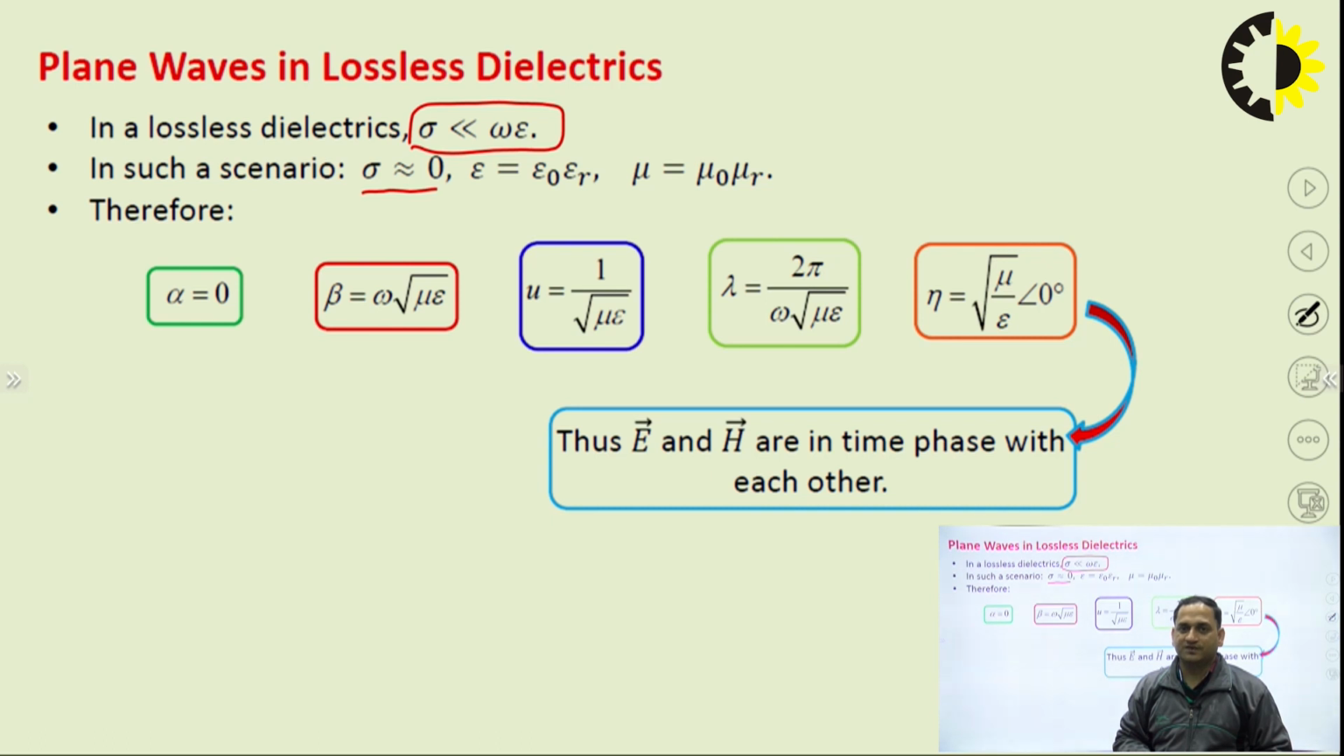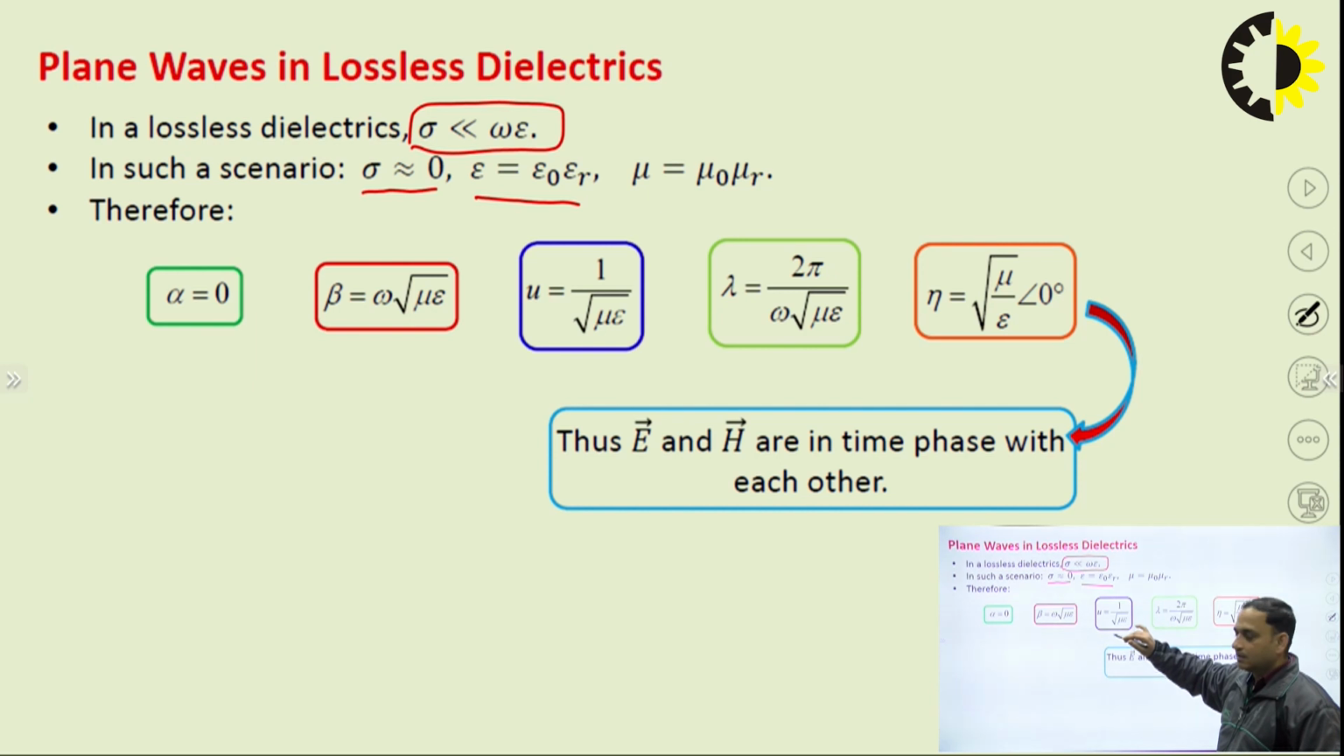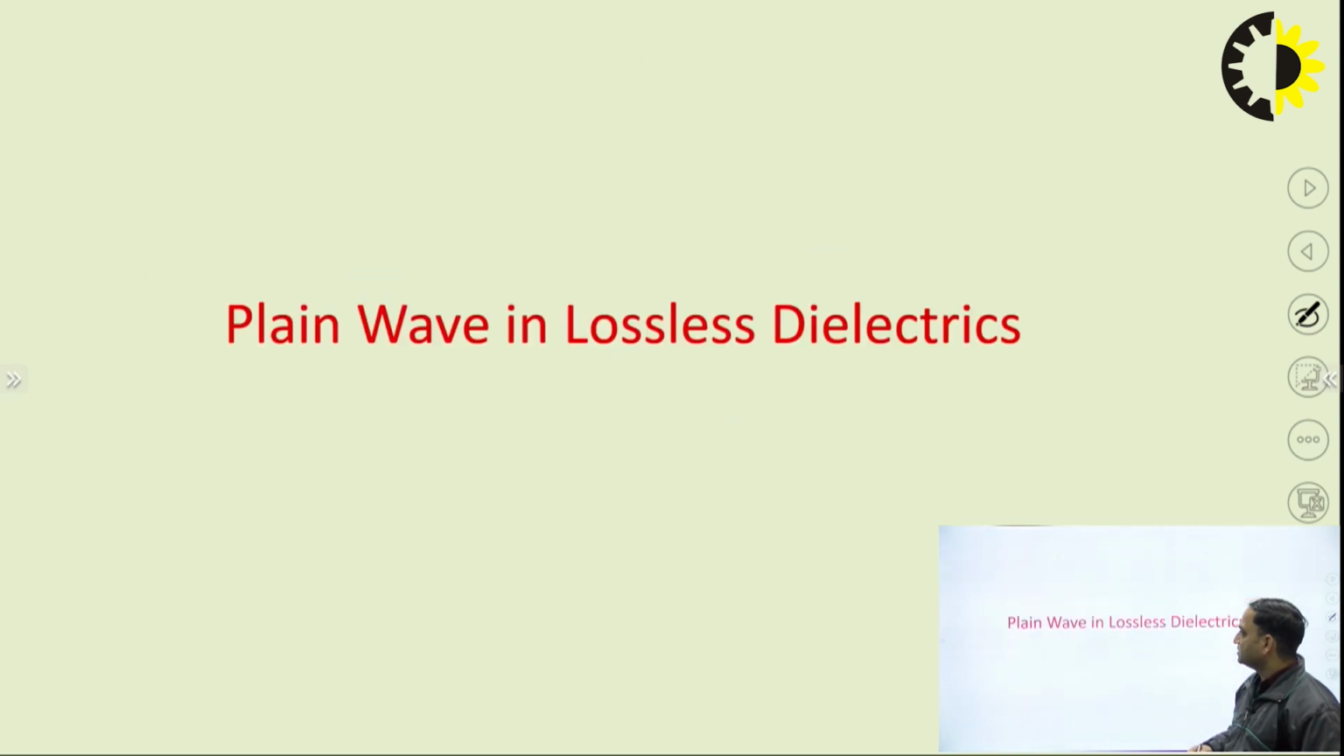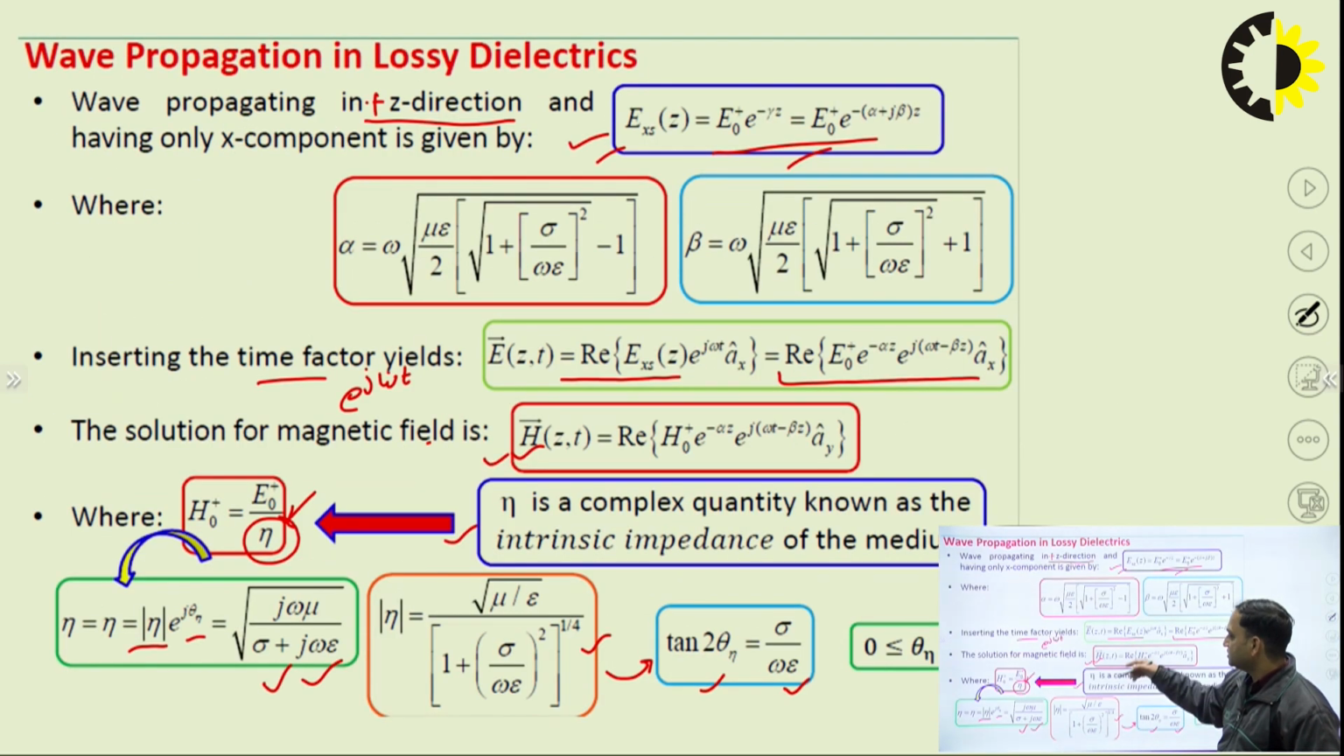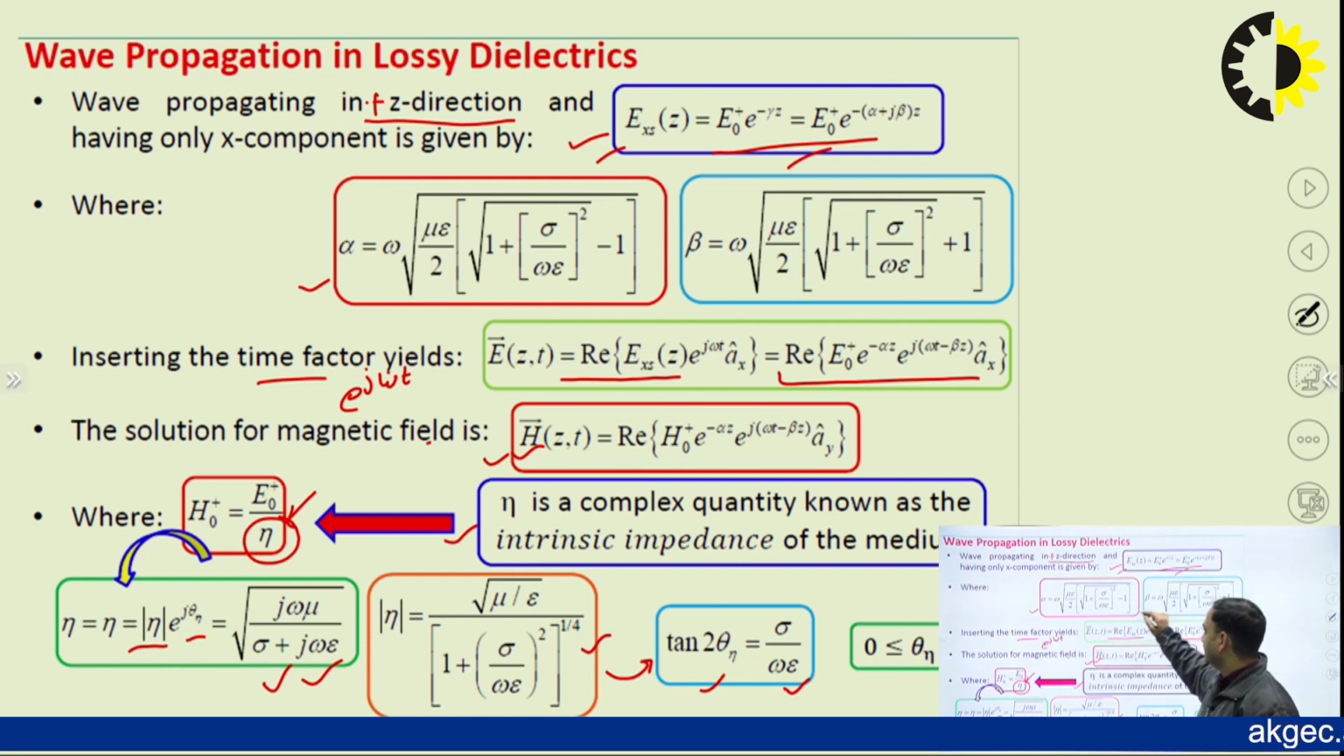So this is not a perfect conductor, so it is the perfect dielectric case. Sometimes in the lossless dielectric we say this is the case of the perfect dielectric. In this, sigma is 0, epsilon becomes epsilon naught into epsilon r, and mu is equal to mu naught into mu r. So when we put these cases into these equations, we can find the values of alpha and beta.